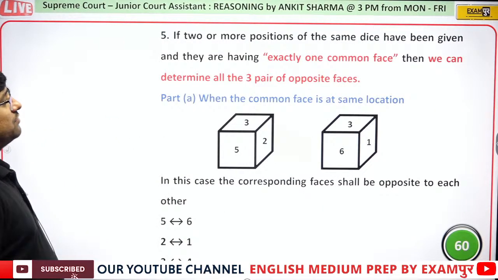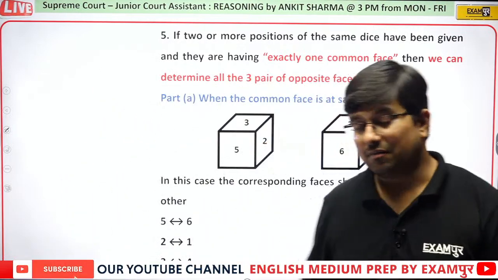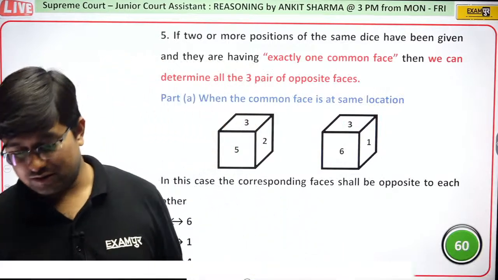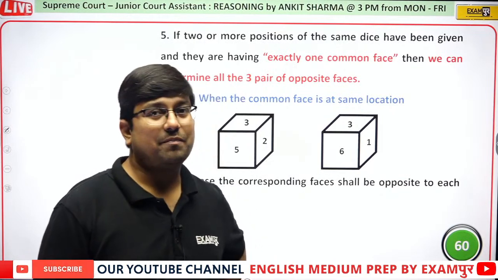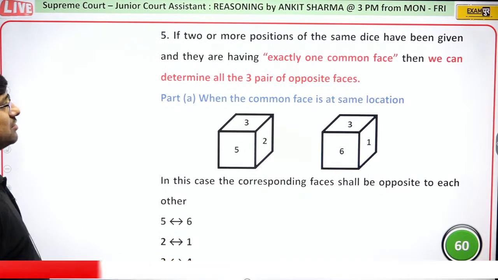Now this is one of the most important properties. These two properties which are about to come are the most important properties through which all the questions will be solved. Okay, everybody? Now please have a look at this. What is the question trying to say?